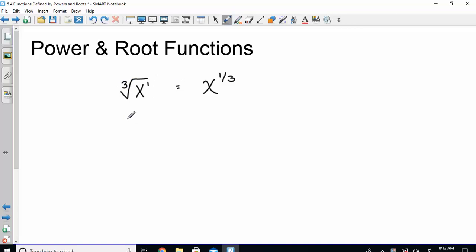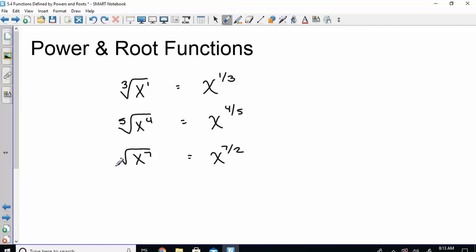So if I said the 5th root of x to the 4th, you would write that as x to the 4/5. If I said the square root of x, how would I write that? 1 over 2. If I don't have a number outside the radical, it's assumed to be a 2. Okay, so that's how to go back and forth between radical and the exponential form.